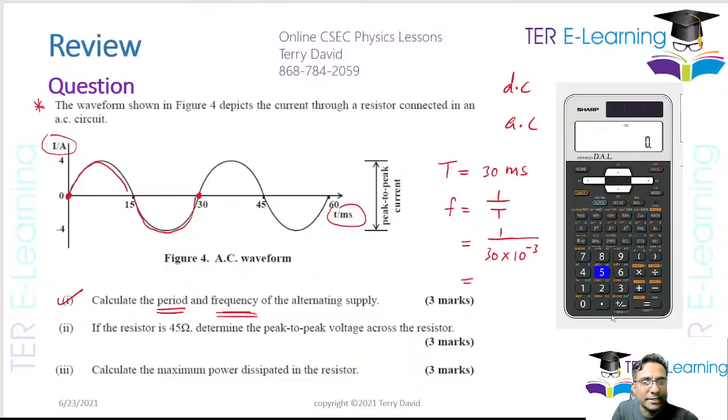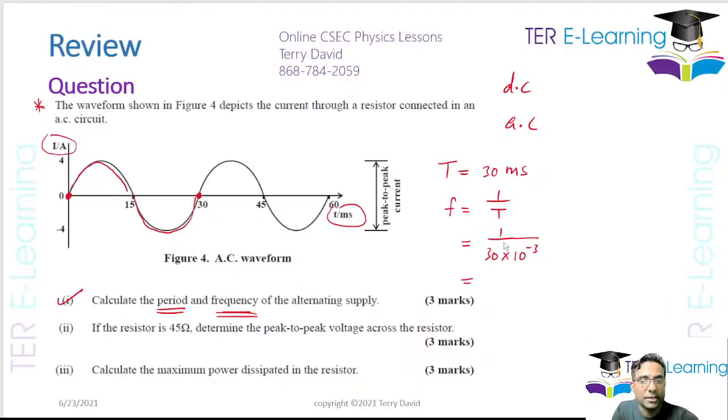What I'm going to do on the calculator is take 1 divided by 30 EXP, and I'm going to put minus 3 here. And this is what I'm going to get as my frequency: 33.3 hertz, right? So this answer here is 33.3 hertz. That's my answer for the frequency. Surprisingly, they only gave 3 marks for this. Sometimes when they give you this in the exam, they would have given you something like 5 marks for this, right? So make sure you know how to calculate period and frequency of an alternating current.